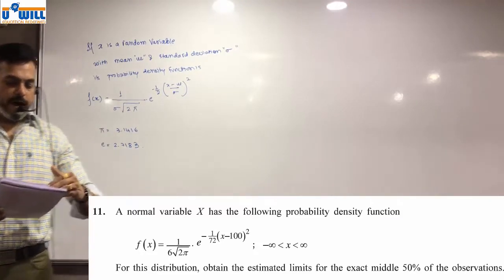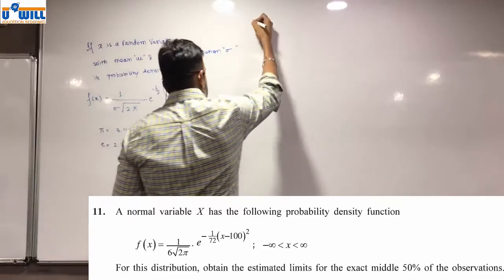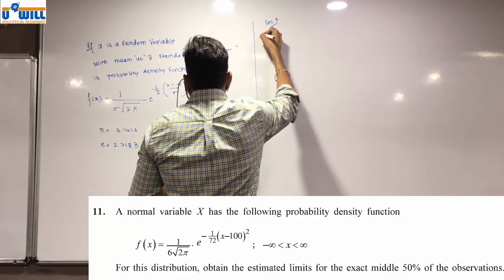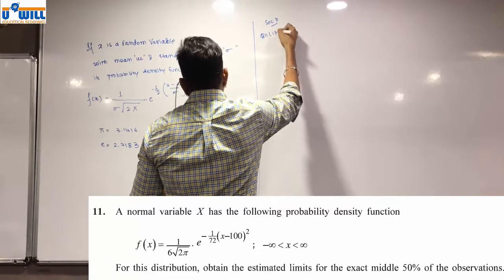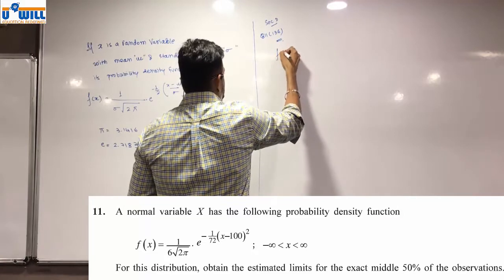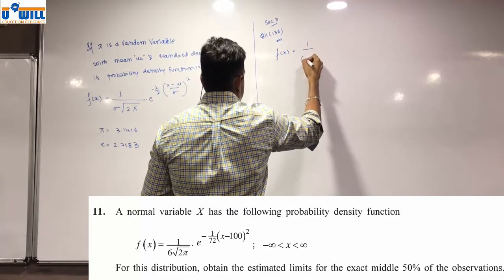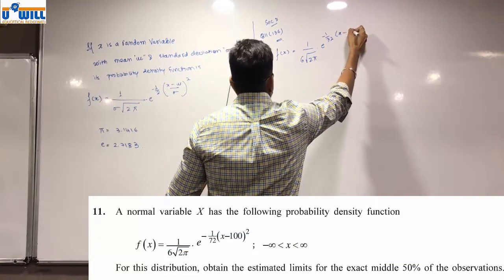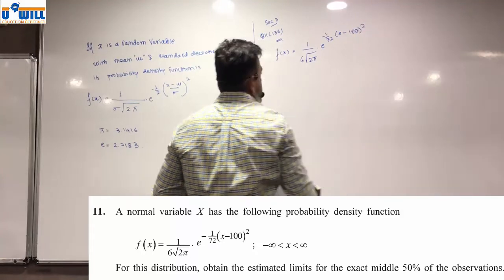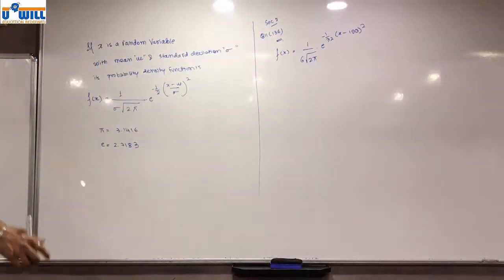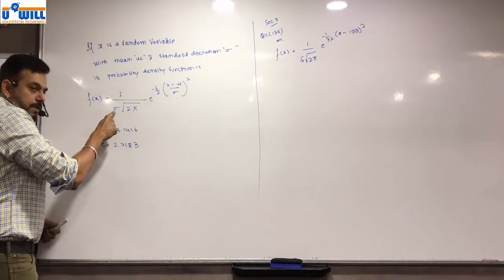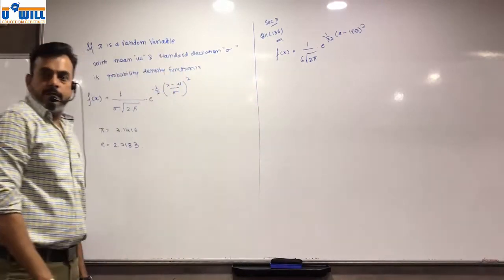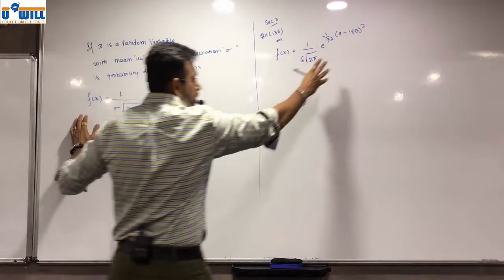Now, we write this, first of all, what is given? Question 11, section D, page number 136. F of x is equal to 1 upon 6 under root 2 pi into e raised to minus 1 by 72 x minus 100 the whole square. First of all, this sigma and this 6, can I say sigma is equal to 6? Directly I can say this by comparing these two equations.